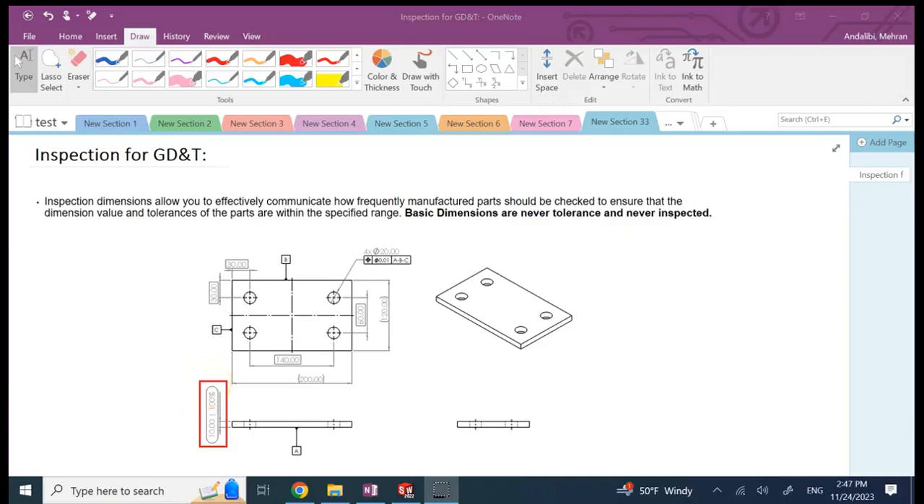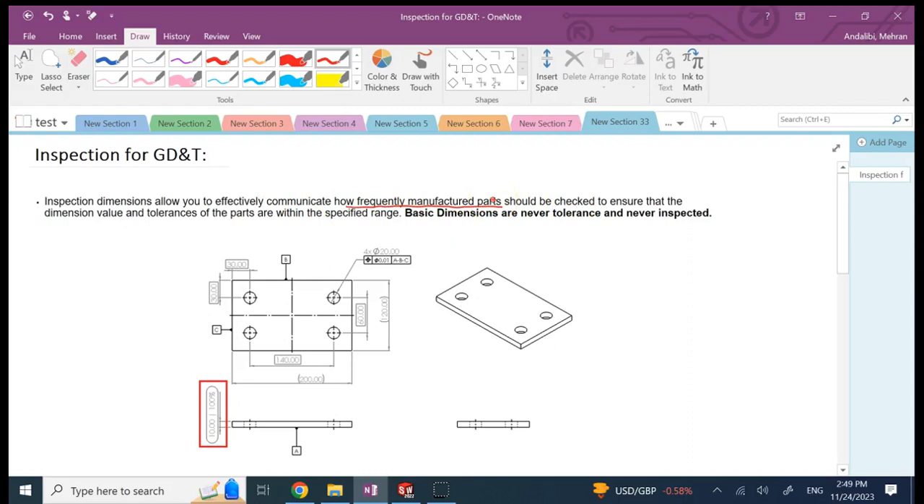Hello everyone. In this video I want to talk about inspection in GD&T. I mentioned in one of my previous videos that if you see a dimension put inside this kind of elongated ellipse, that's a sign for a dimension that has to be inspected. And when you see a percentage right next to the dimension, like this 100%, that means this dimension has to be inspected all of the time. So you tell them how frequently the manufactured part has to be checked, okay?